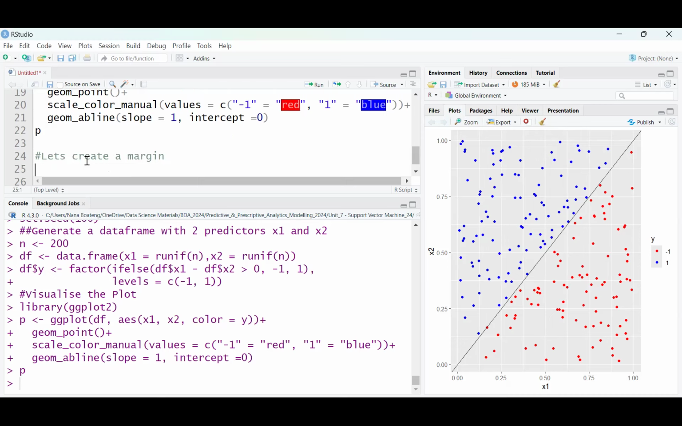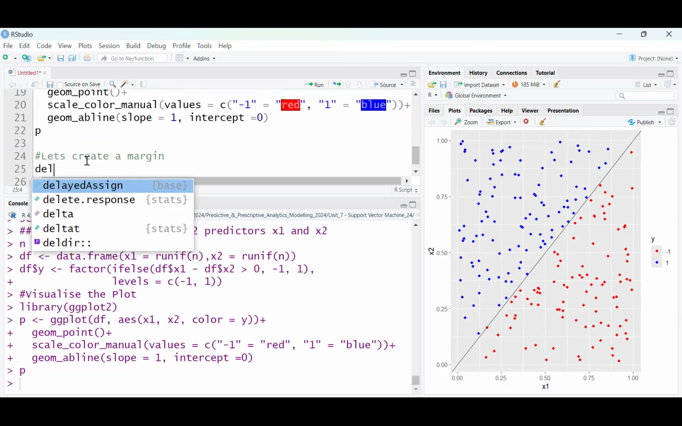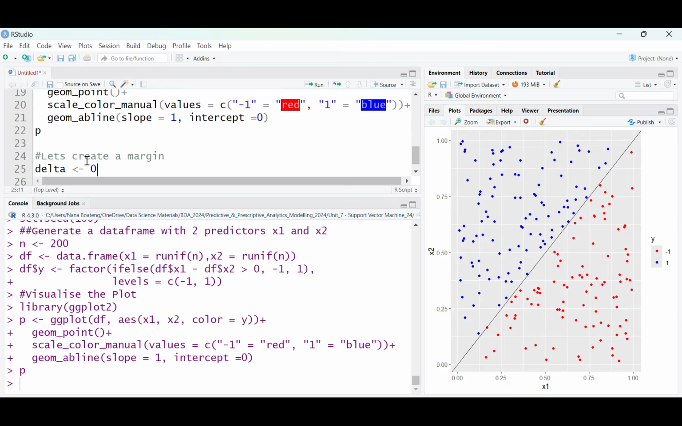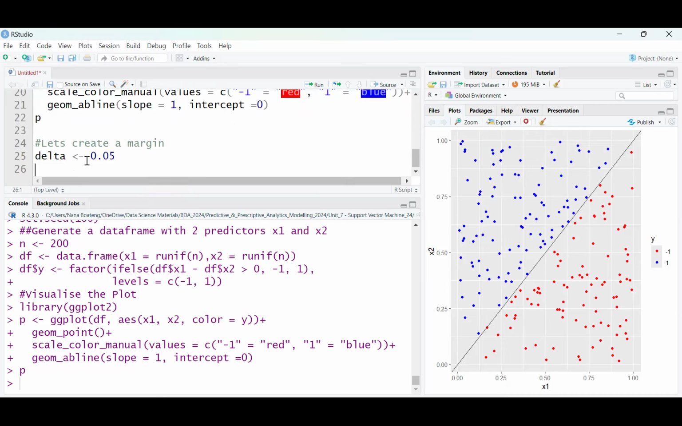Okay, so let's set a value. You can call it delta, 0.5. So let's adjust. What we want to do is to create one at the top of the AB line and one also below the AB line, so that in between, with nothing there, we will have the margin. So let's call it DF1.